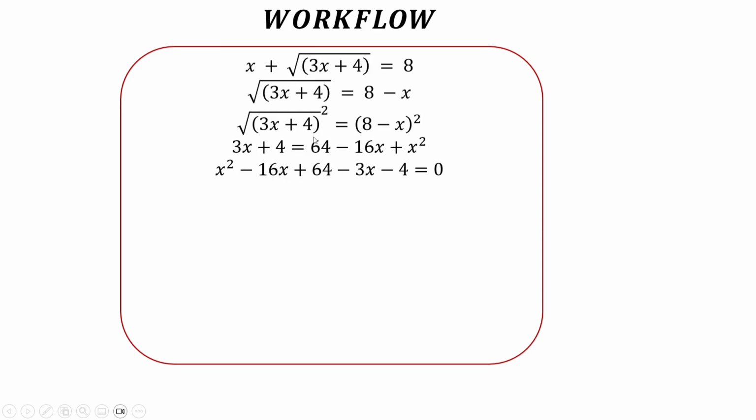Then if you bring 3x to the right hand side, that gives us minus 3x, and if you send the positive 4 to the other side, it gives us negative 4, and this will be equal to 0. So you simplify it further and that gives us x squared minus 19x plus 60. The negative 19x is because we have minus 16x here and then minus 3x, and for 64 minus 4, that gives us positive 60. So this is a quadratic equation which can be solved in a number of ways.